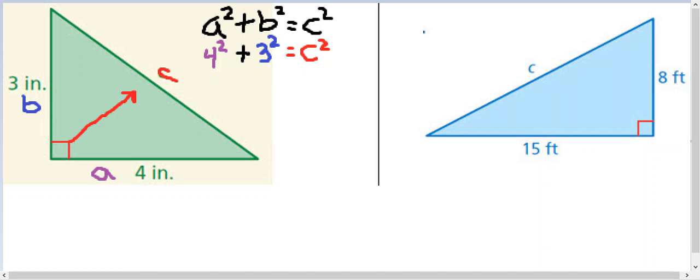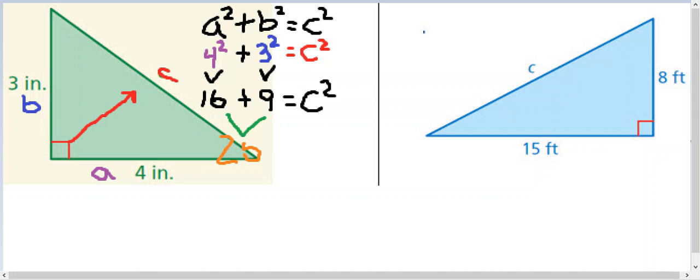So I know order of operations, or GEMDAS, tells me I have to do my exponents before I can add. So I have to do 4 squared, which is 16, and then I can do 3 squared, which is 9, and then I can bring down my plus sign. I still don't know what C squared is, so I just bring that down. Now, after I squared, I can add 16 plus 9 equals 25. So 25 equals C squared. But I'm not done yet.